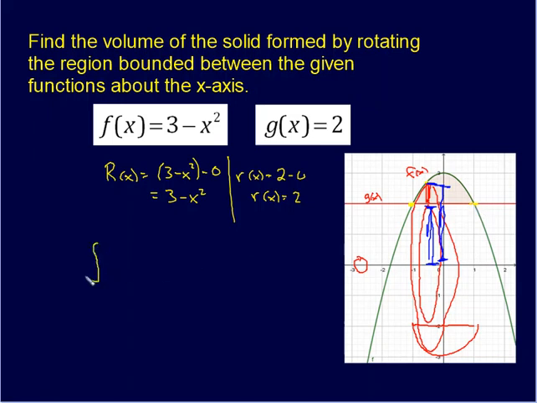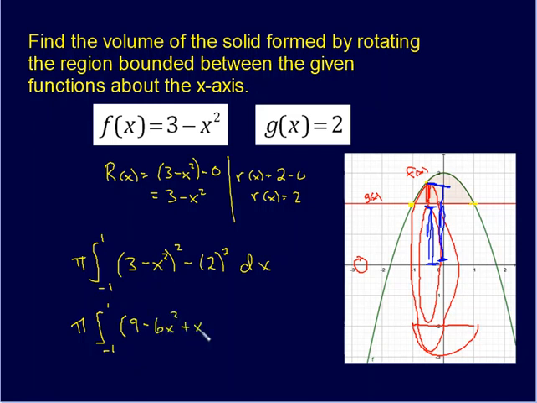And so our integral for this volume is going to be an integral from -1 to 1 of the large radius squared minus the small radius squared, times pi. Now to solve this integral, the best thing to do would be to expand out the parentheses and collect some like terms. So for example, 3 minus x squared times 3 minus x squared is now going to be 9, if you FOILed it all out, minus 6x squared plus x to the 4th. And then we're going to be subtracting 4.